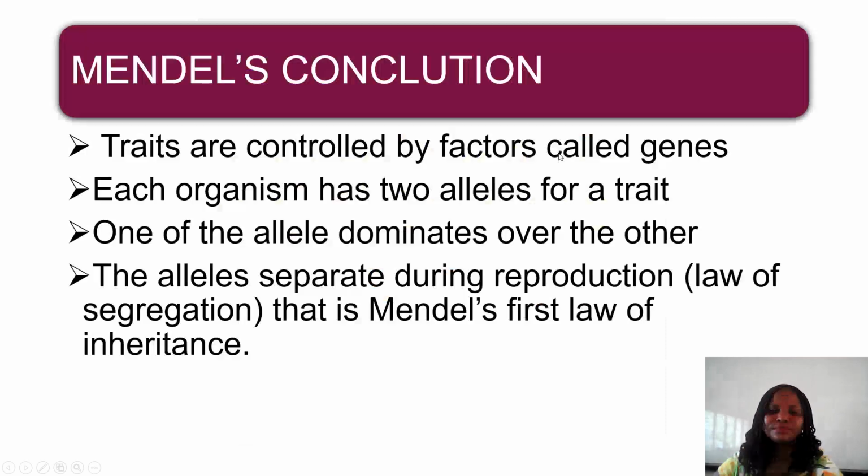Now, after the experiment, Mendel concluded that traits are controlled by factors called genes. Each organism has two alleles for a trait. One of the alleles dominates over the other. The last one, the alleles separate during reproduction, which is the law of segregation. That is Mendel's first law of inheritance.